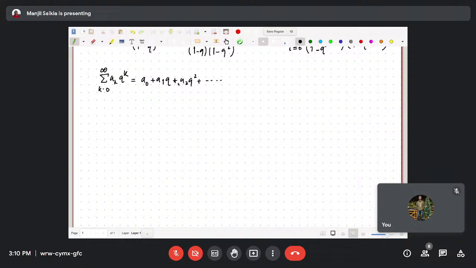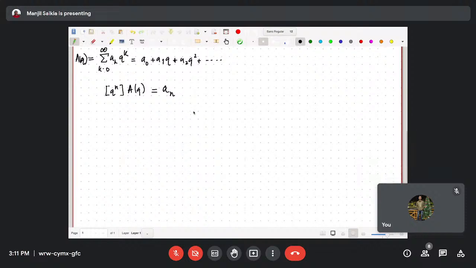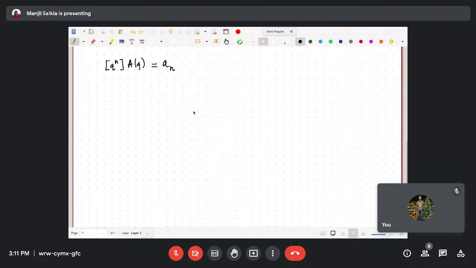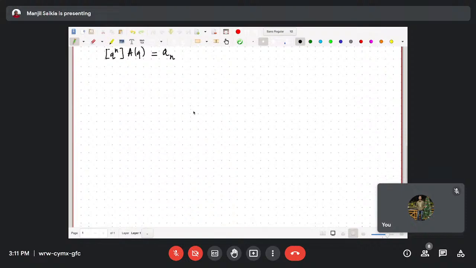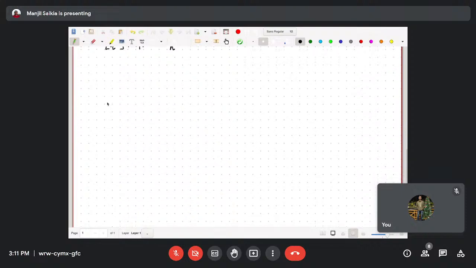Okay, and I need the computation. So I'll sometimes use this notation, let's call this capital A of q. If I say [q^n] A(q), then this is equal to a_n. That means basically the coefficient of q^n in this polynomial. So what I need is that to find out this a_n, I must only have finitely many calculations to be done. If these calculations are not finite, then it does not make sense to talk about them as infinite degree polynomials.